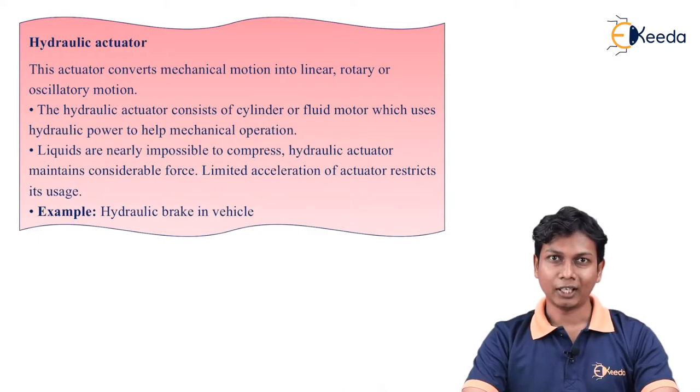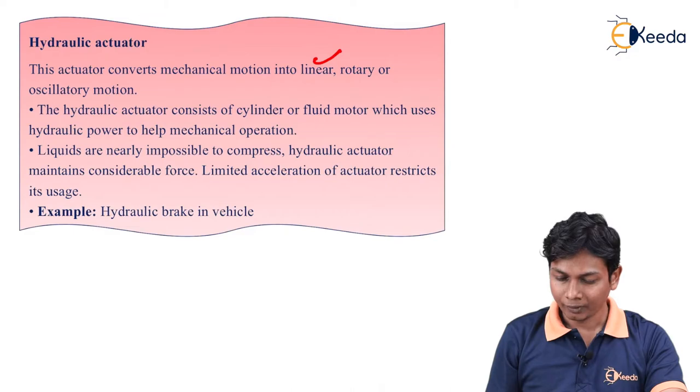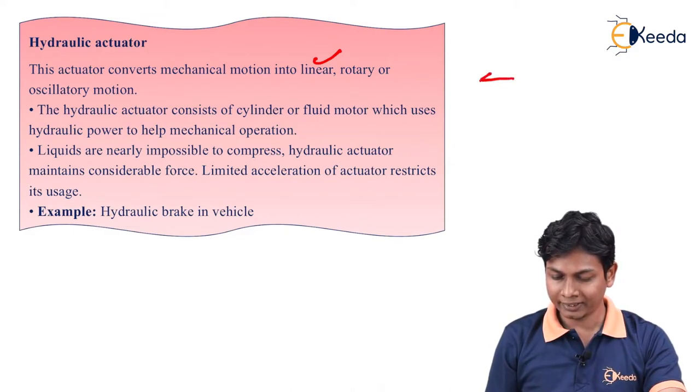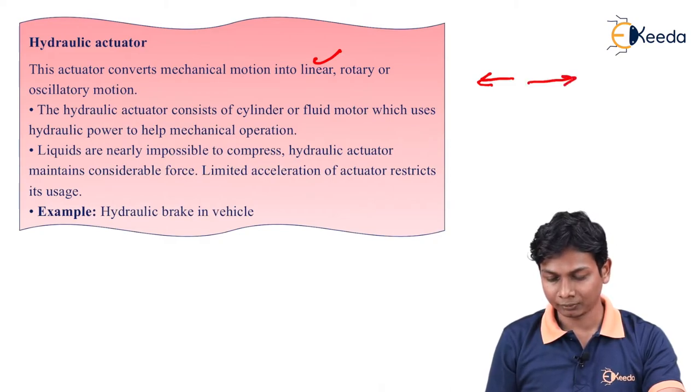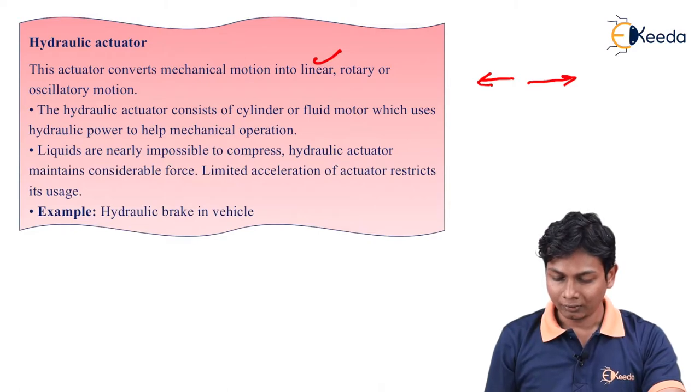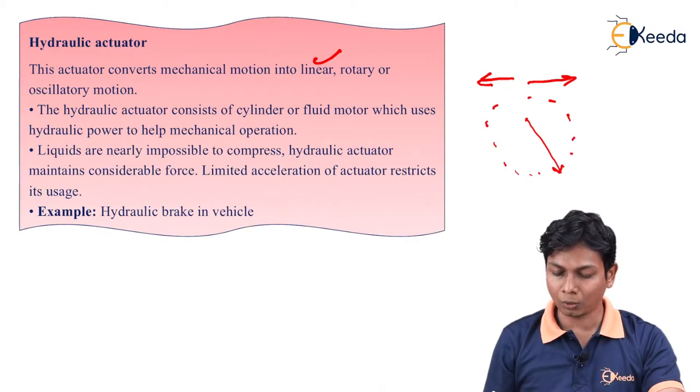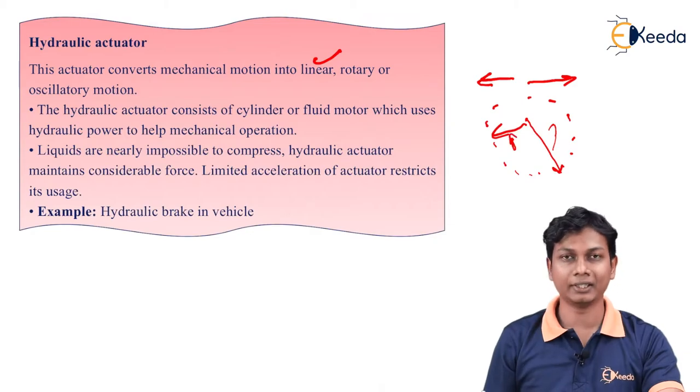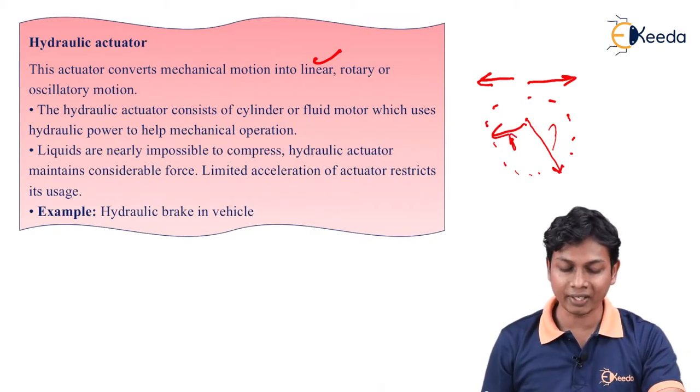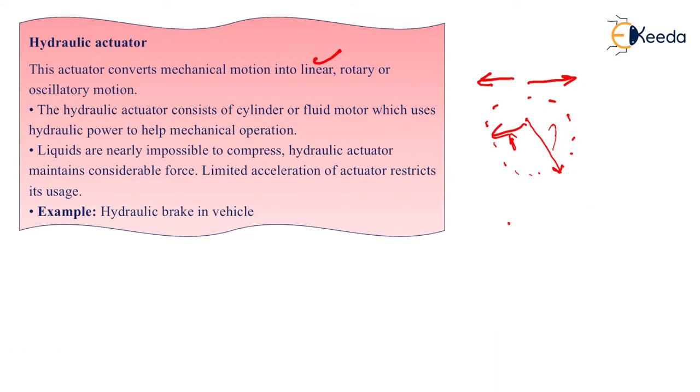You know very well that linear motion can be in two directions, either forward or backward. In the same way, rotary motion, also called angular motion, is in a circular way. It can be clockwise or anticlockwise. In the same way, oscillatory motion can be considered: it is fixed and moves in this direction, or it can move in this direction. These are the various types of motion.